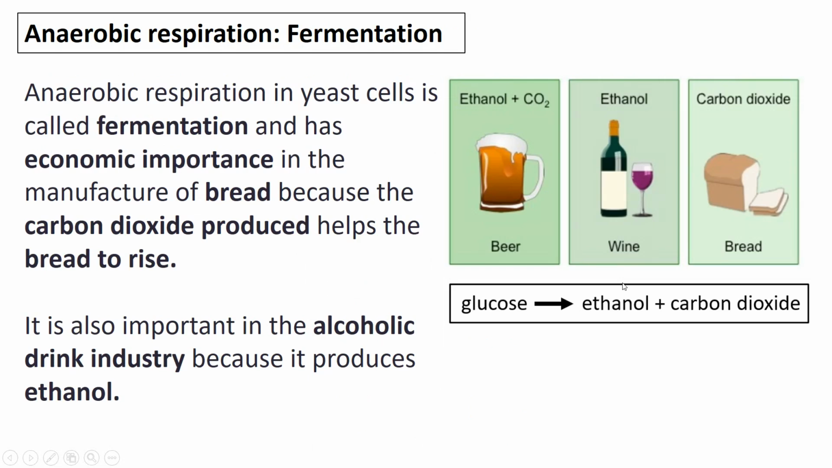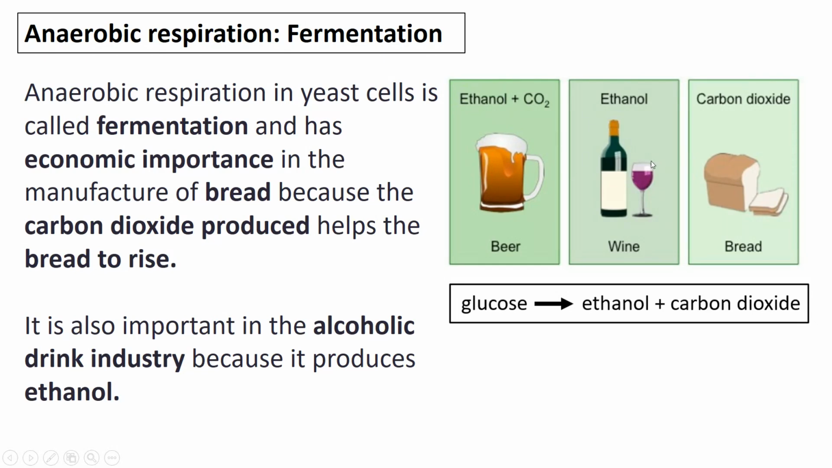Anaerobic respiration is actually a type of fermentation. So it's called fermentation as well as anaerobic respiration in plants and yeast, and it's got economic importance in the manufacture of bread because the carbon dioxide made helps the bread to rise. It's also important in the alcoholic drink industry because it produces ethanol. So you can see to make beer, the fizziness of the beer comes from the carbon dioxide and the alcohol comes from the ethanol produced by the yeast.